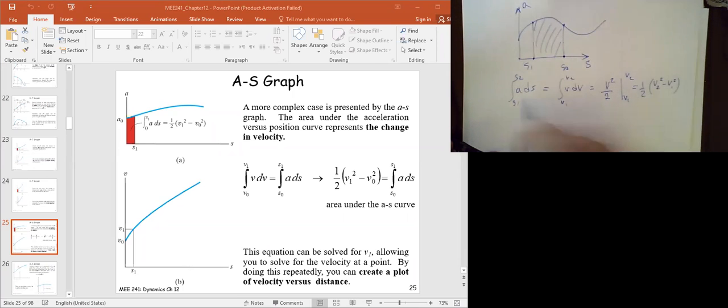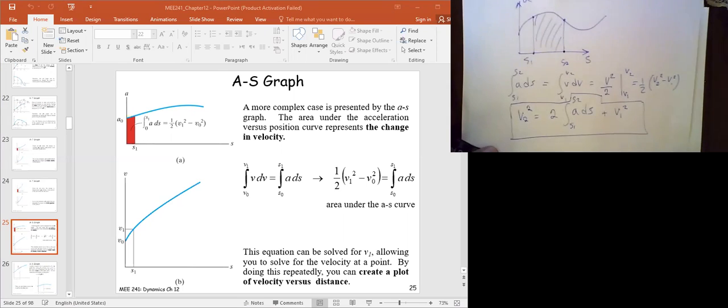So basically, we're going to multiply this area by 2, and then we're going to find V2. So V2 squared is going to be equal to 2 times the integral of ADS from S1 to S2, plus V1 squared, right? Remember, all these are squared. So if I change S1 to S0, then V1 is going to be what? V0. You can change it to any value, and it will also be like that. Okay?